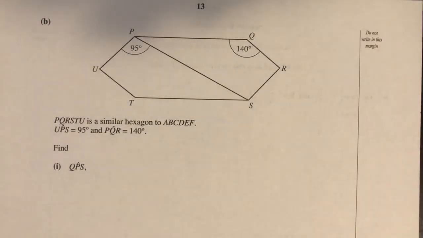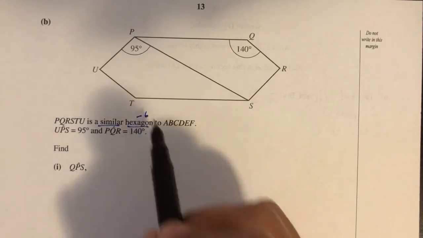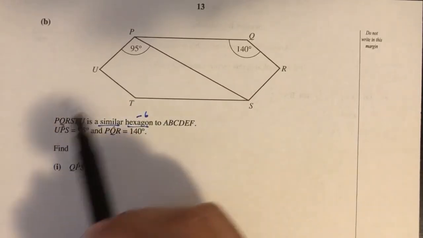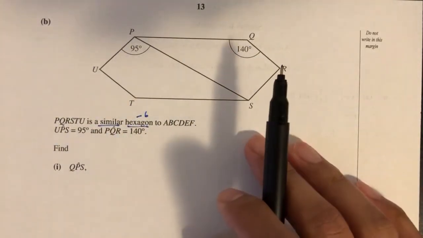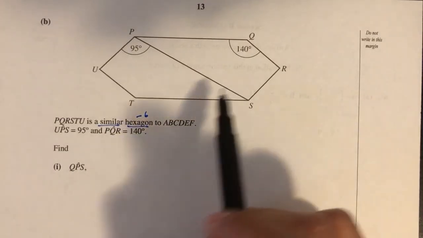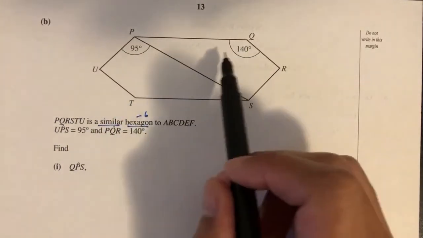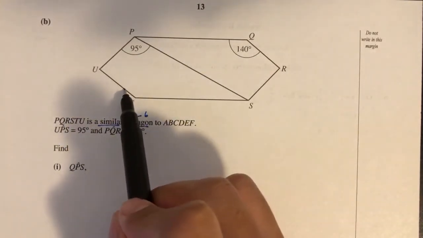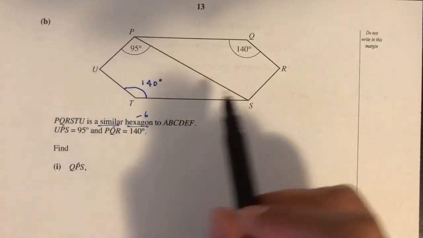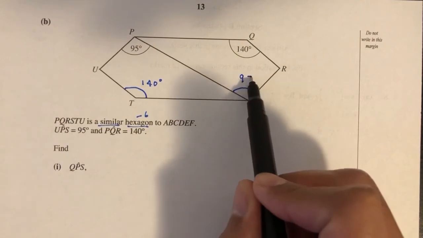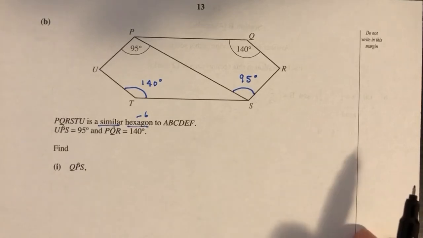Now part B of this question, we have the same shape. It says it is a similar hexagon, which is 6-sided, to the first one. Angle UPS is 95 and PQR is 140. So they have the same rotational symmetry, which means this angle here, we will have it on this side as well. If you rotate this by 180, it should be here. So this will be 140, and this angle here should be here. This will be 95 degrees. Okay, and that's all we know for now.